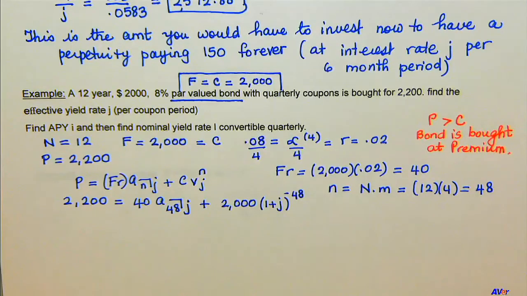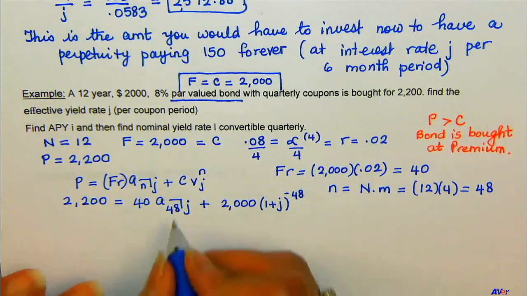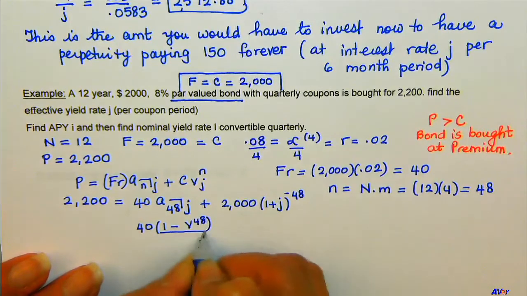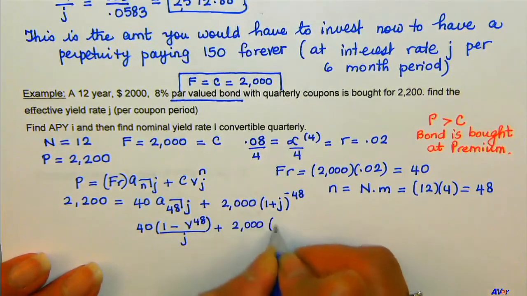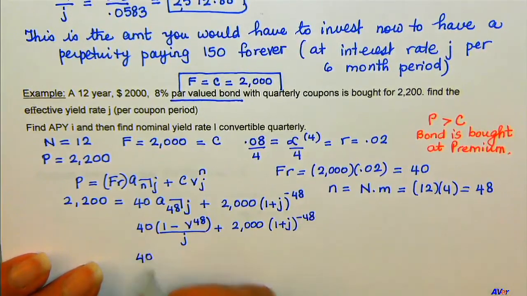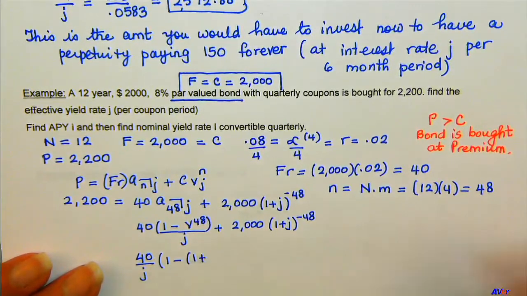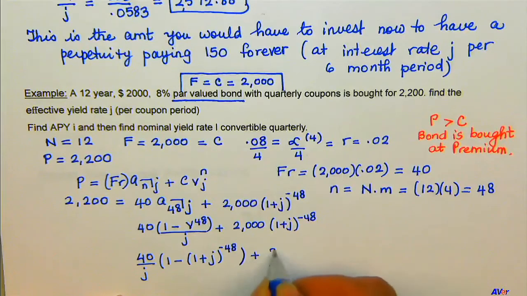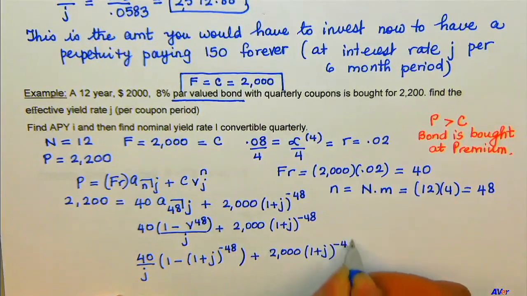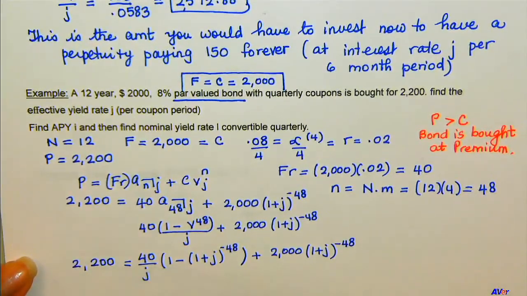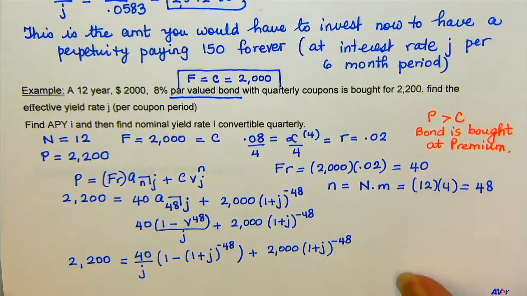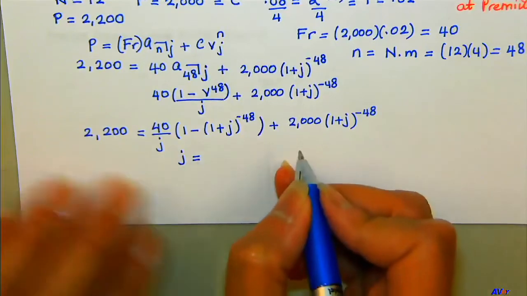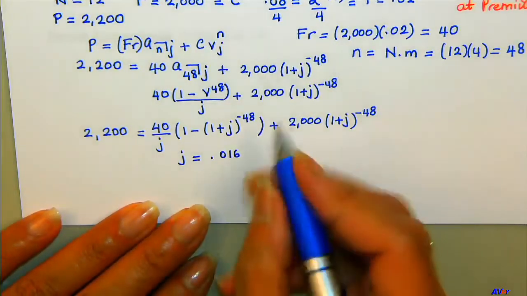So this has to get solved on some calculator. Would you like to go try that right now? And we better put the formula in for this one. 40, 1 minus V to the 48 over J, plus 2,000, 1 plus J to the minus 48, and then that's 40 over J, 1 minus 1 plus J to the minus 48, plus 2,000, 1 plus j to the minus 48 equals 2,200. And this has to get solved. When I solve this, I get j is equal to 0.0169395.